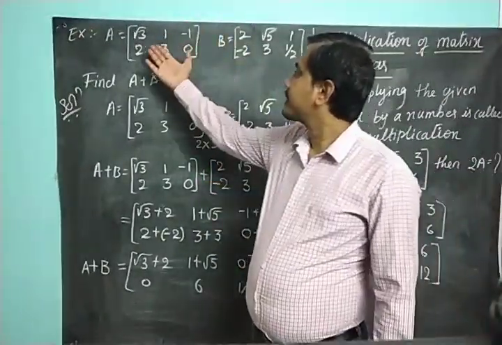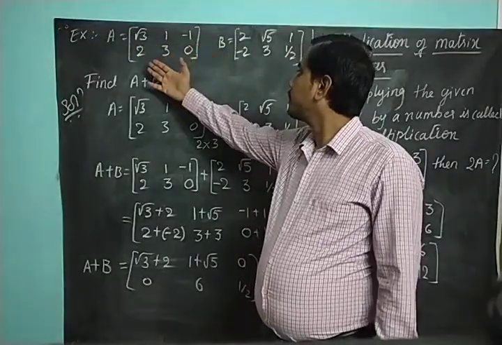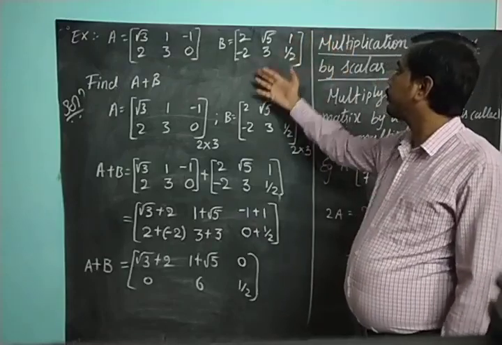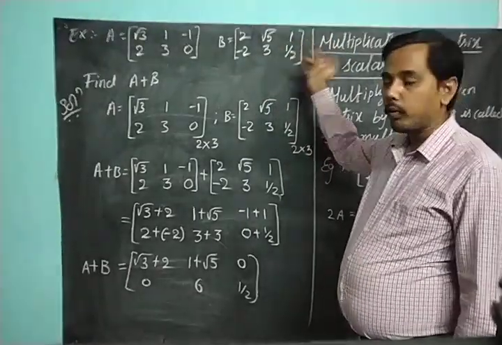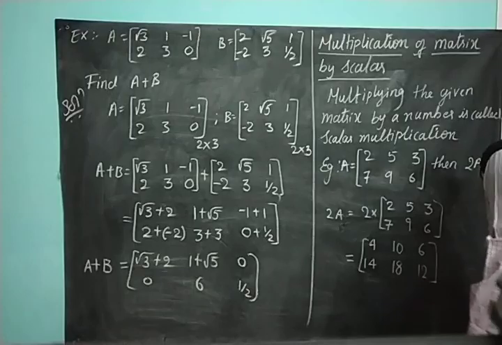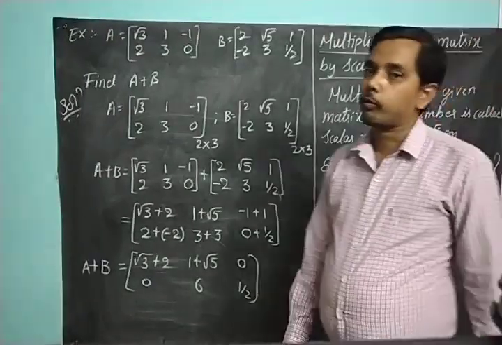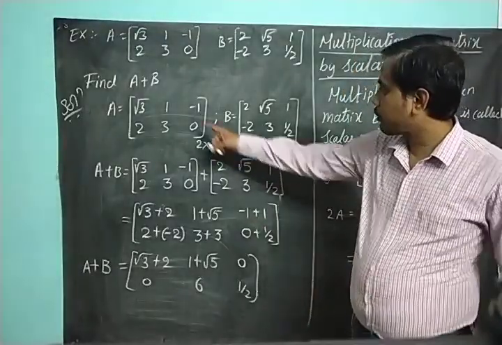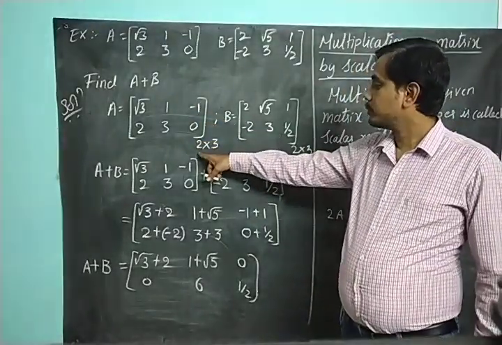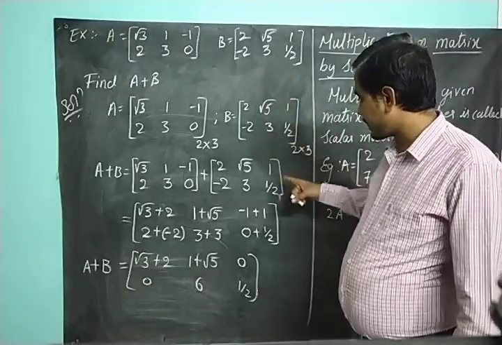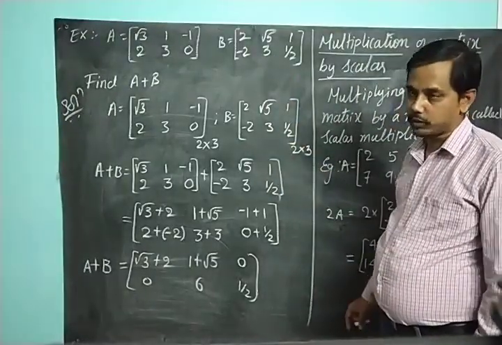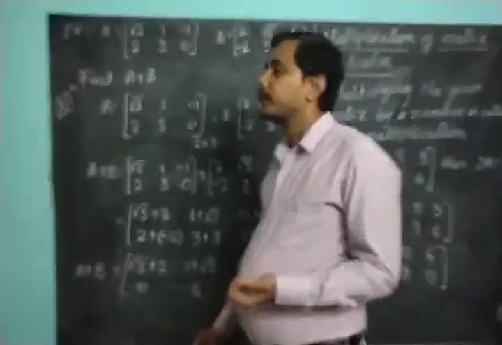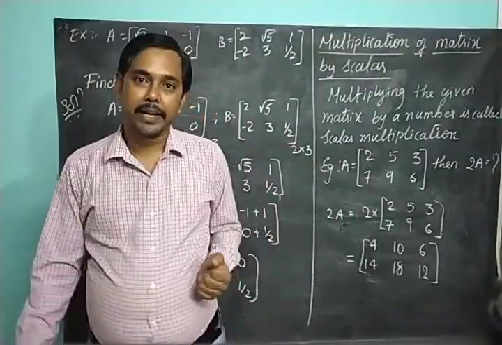A is given as root 3, 1, minus 1, 2, 3, 0, and B is given as 2, root 5, 1, minus 2, 3, 1 by 2. So what is the first and foremost condition? The order of both the matrices should be the same. What is the order of matrix A here? 2 cross 3. Order of matrix B is also 2 cross 3. So definitely addition is possible here. And what is the second condition? We should add the corresponding elements.